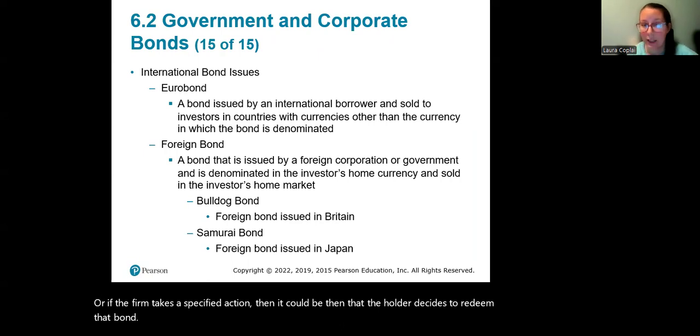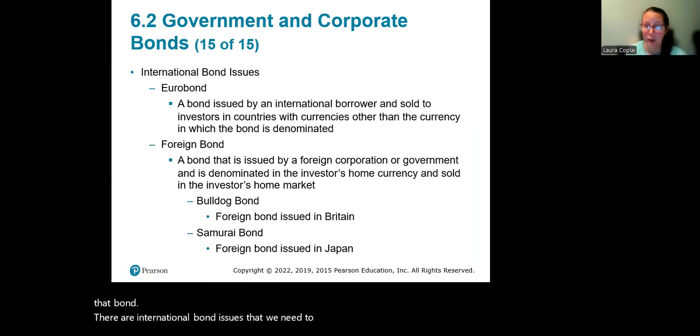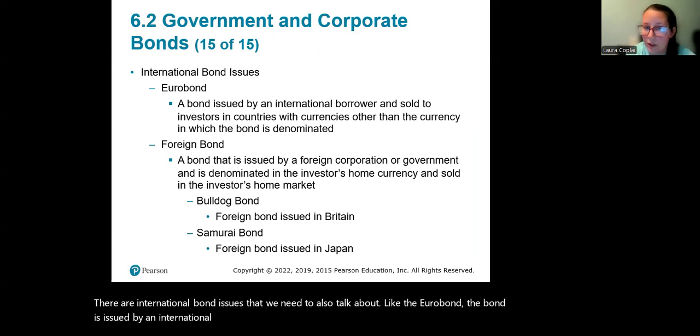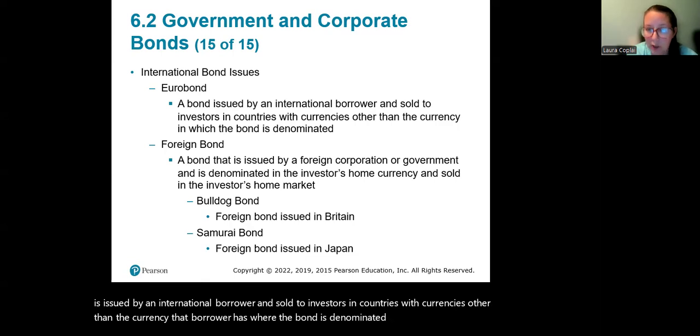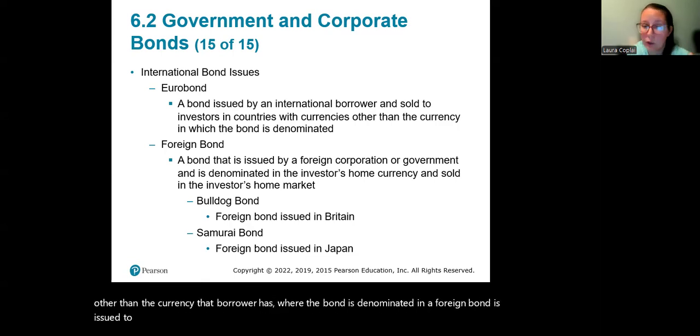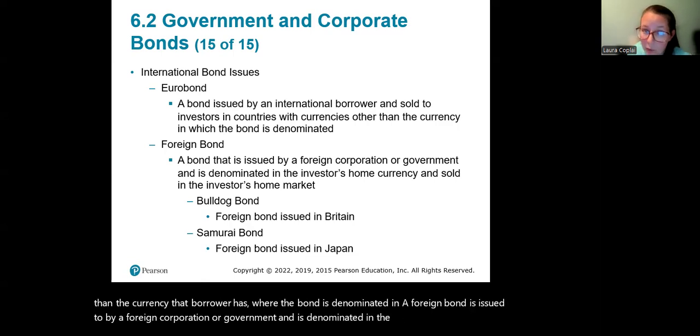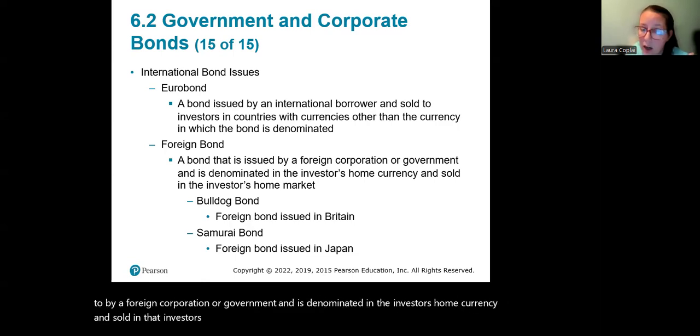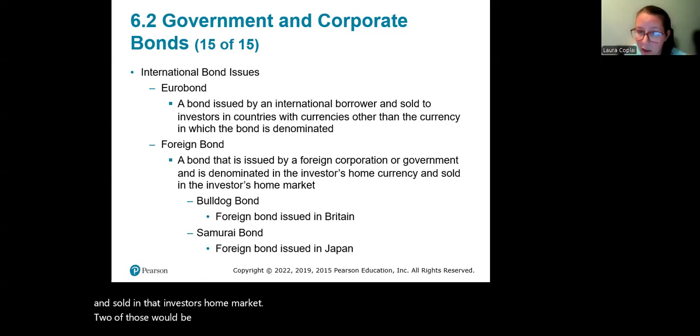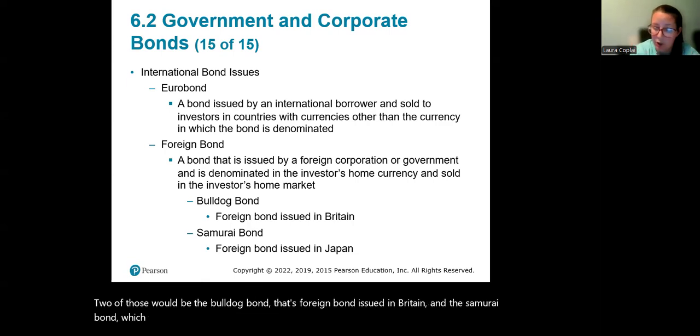There are international bond issues that we also need to talk about, like the Eurobond. The bond is issued by an international borrower and sold to investors in countries with currencies other than the currency in which the bond is denominated. A foreign bond is issued by a foreign corporation or government and is denominated in the investor's home currency and sold in that investor's home market. Two of those would be the Bulldog bond, a foreign bond issued in Britain, and the Samurai bond, which is issued in Japan.